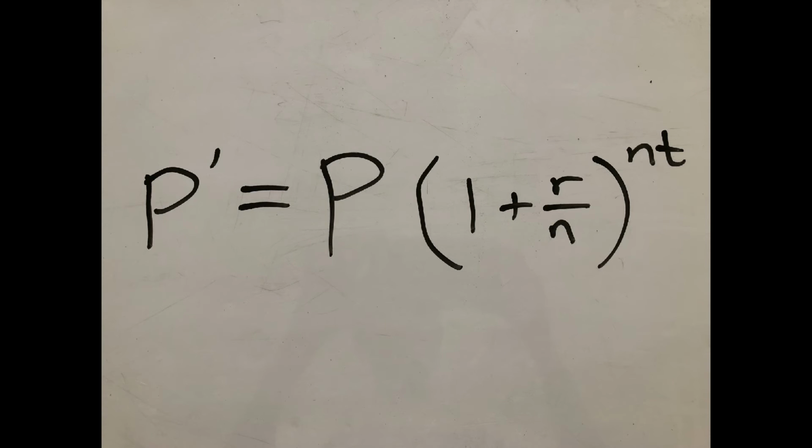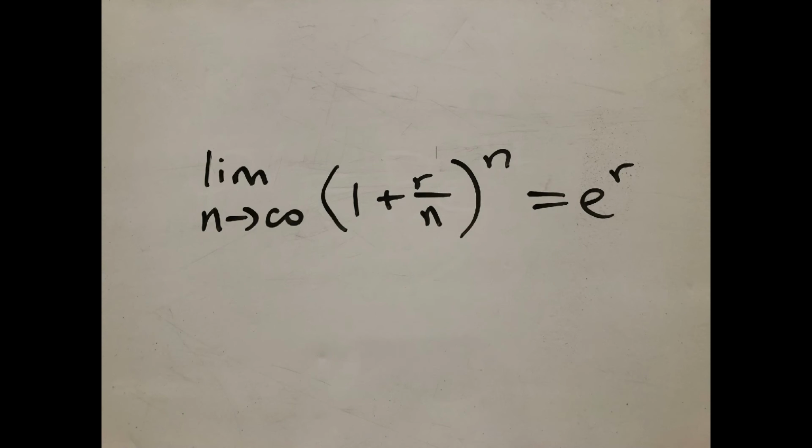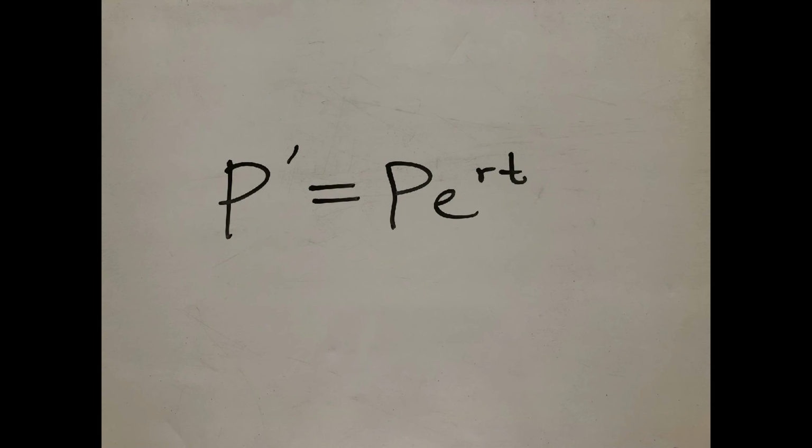And the thing is, you can incorporate this number into the first formula we went over. Using some math more advanced than what I want to get into at this point, you could figure out that the limit as n approaches infinity of (1 plus r over n) to the n equals e to the r, which you can then use to determine that if n equals infinity, P prime equals P e to the rt.